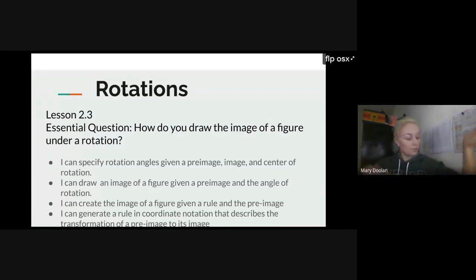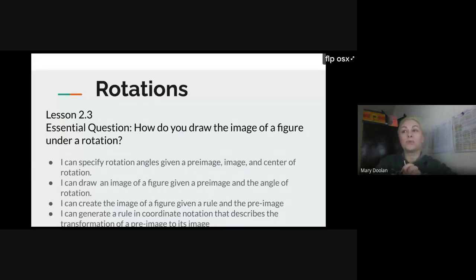So when you have a transformation, what you start with is the pre-image and what you end up with is the image. And then with rotations, we're going to have a center of rotation that we have to know what are we rotating about. I can draw an image of a figure given a pre-image and the angle of rotation. So we also have to know how much are we rotating. I can create the image of a figure given a rule and the pre-image. So I'll be able to do that.